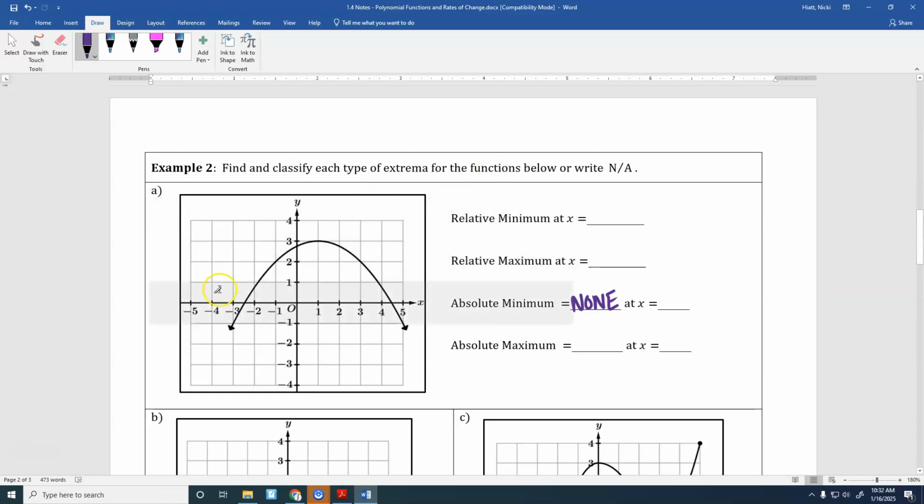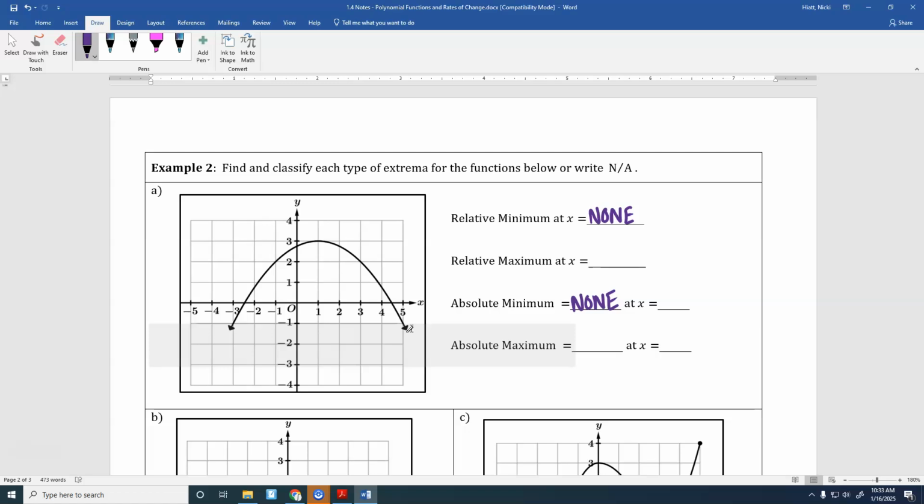So let's look at what we've got. We are looking for a relative minimum. Do we have a relative minimum? It does not switch from decreasing to increasing. And the endpoints, we don't have endpoints on this one, right? Because they keep on going forever. So we also have no relative minimums for this one.